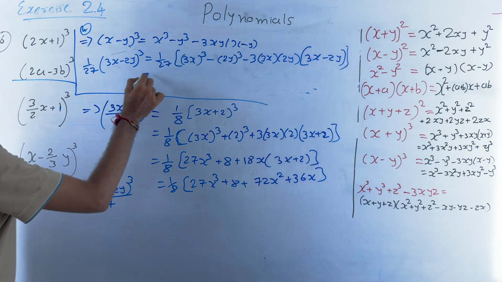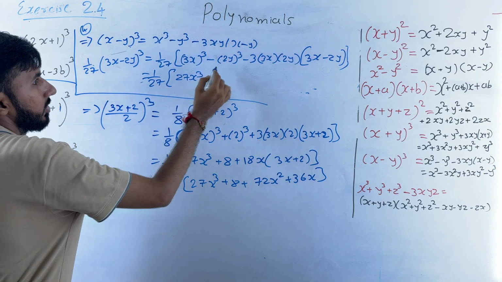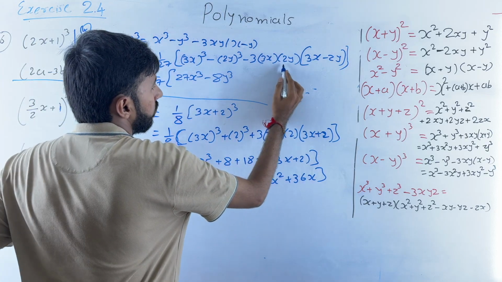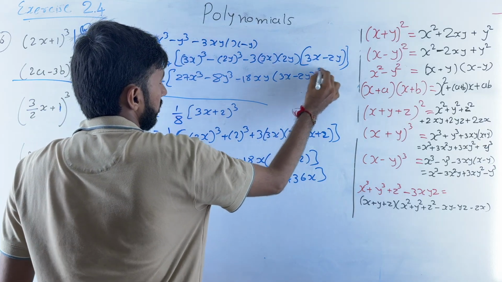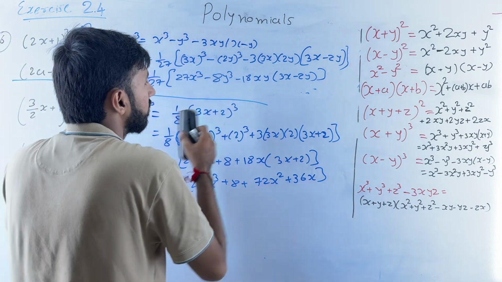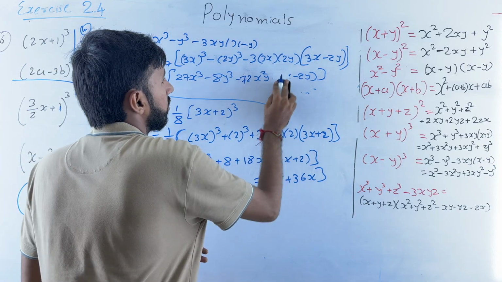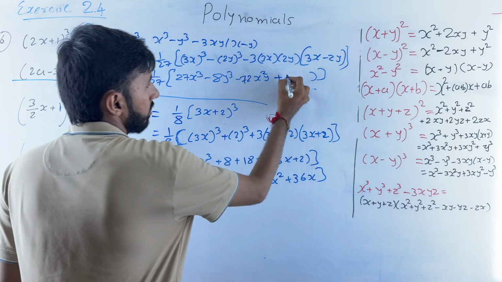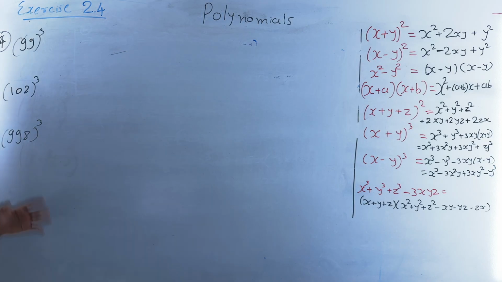Now just simplify it. So 1 by 27 as it is, in the bracket I have to write 27x cube, then minus 8y cube, then I have to write minus 18xy in the bracket 3x minus 2y. Just open the bracket. So my answer will be, let me write it directly, right? So my answer will be minus 72x square y plus 18xy square, right? So this will be your final answer. So this is our seventh question.